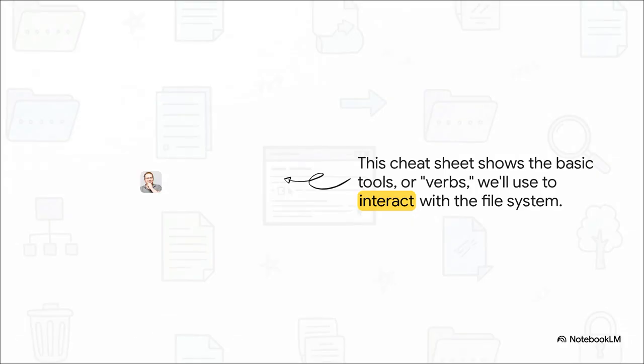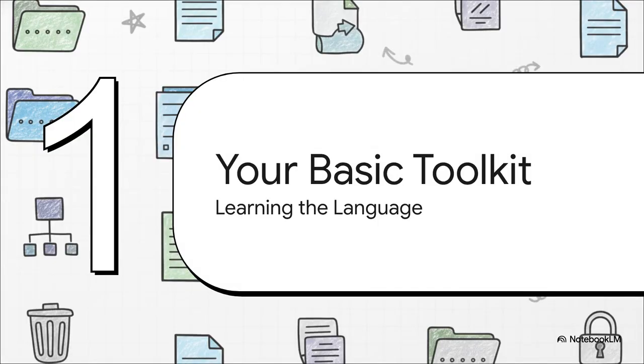So we've got our map. Now we need to learn how to talk, how to actually do stuff. If the file system is the city, then the commands are the language we use to get around. These are the basic verbs you need to know: how to create things, copy them, move them around, and get rid of them. All right, let's start building that vocabulary.